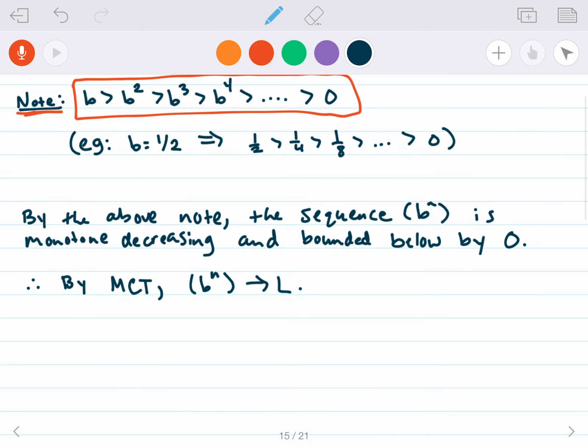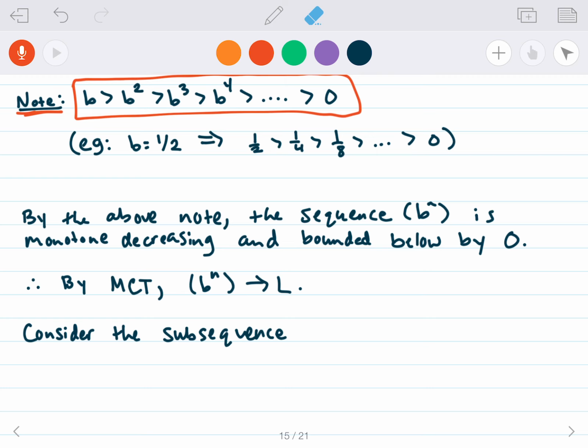Okay, so consider the subsequence of b to the n. Oh, great. My pen just ran out of juice. I'm going to charge it and come back on.